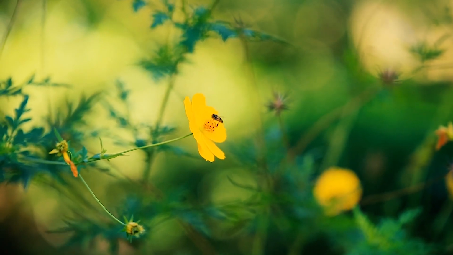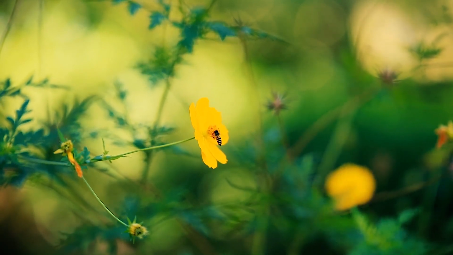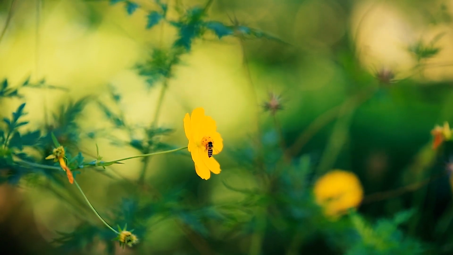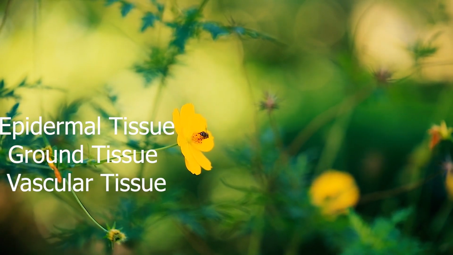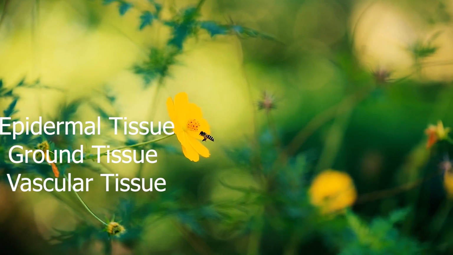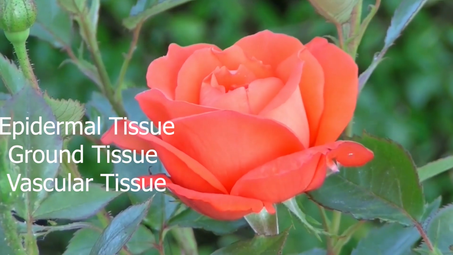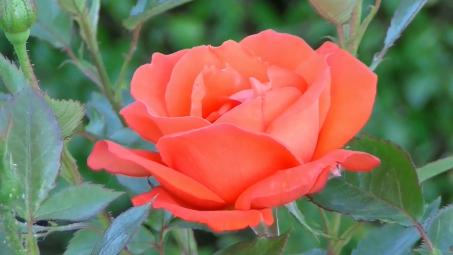Now, when we begin to talk about the organization of plant tissues, we are considering that the whole plant body is actually based on three basic tissue organizations. We're looking at the epidermal tissue, the ground tissue, and the vascular or conducting tissue. Their respective structures are uniform in all plants.